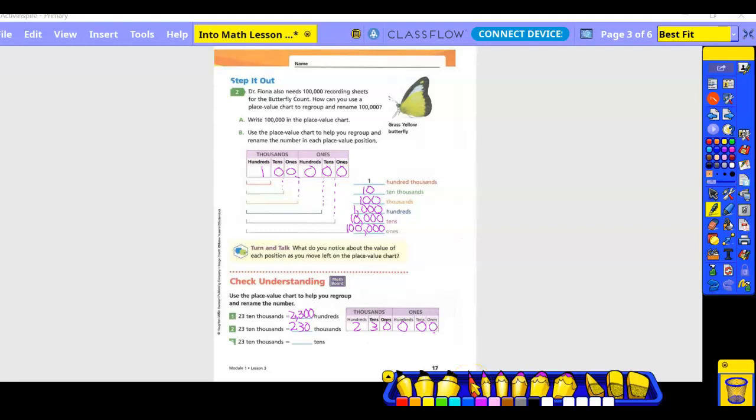Okay. Tens. How many zeros are there in 10? 1, right? So I'm going to get rid of 1 zero, and I'm left with 23,000.